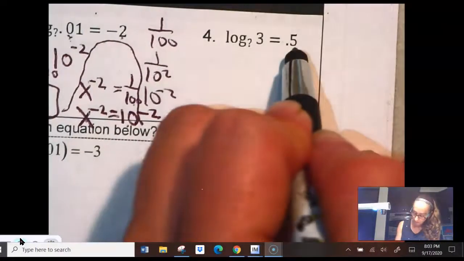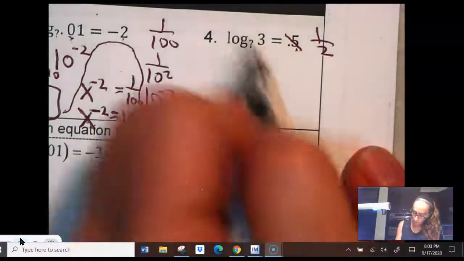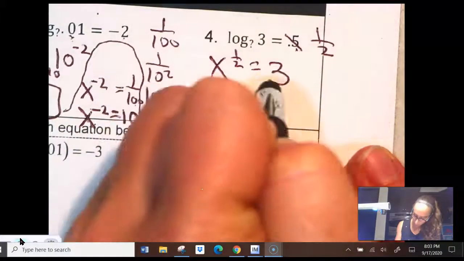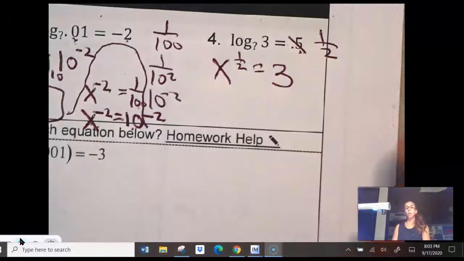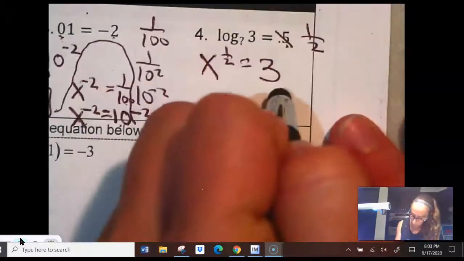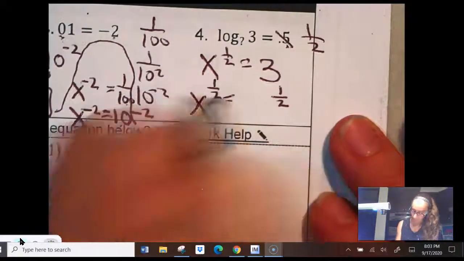This one is 1/2. We're never going to keep it as a decimal. So if I was to do this, I'm saying what to the 1/2 power equals 3. Okay, this is a hard one. So that means I'd have to know what to the 1/2 power is going to equal x to the 1/2.